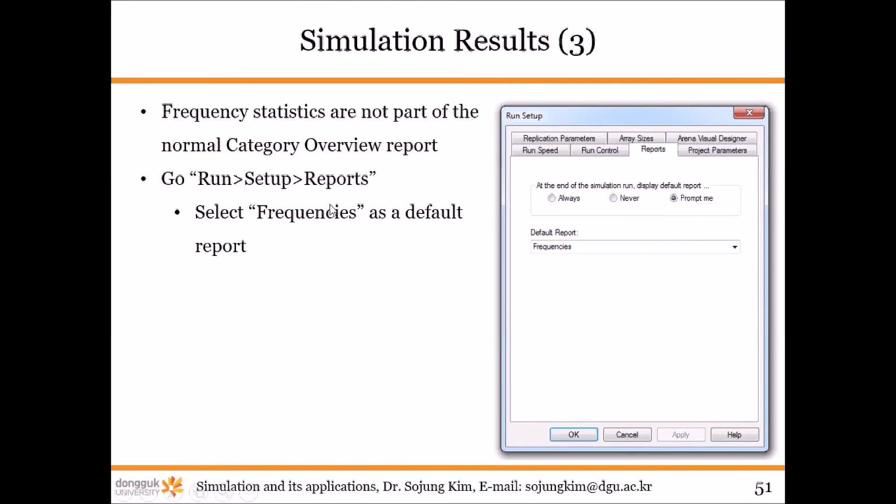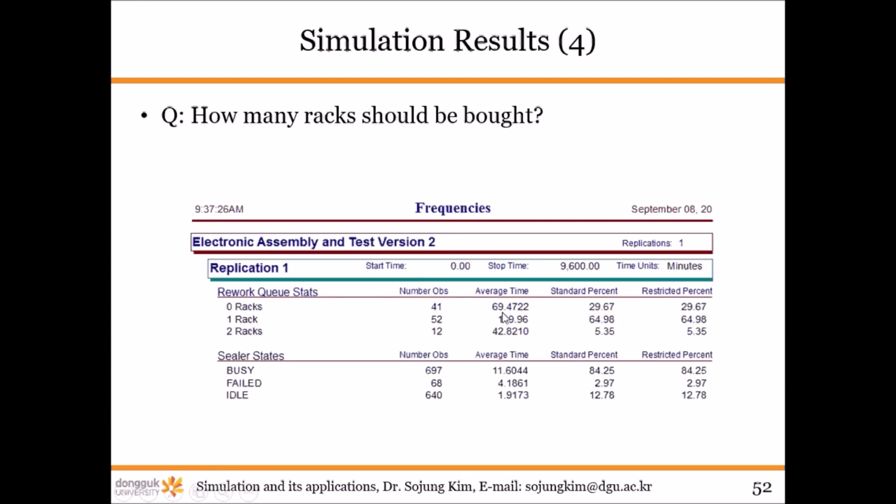All right, so for the simulation result, because you have a user-specified statistic, especially frequency, right? Frequencies. So you need to choose another report called frequencies in the run setup. So if you go to run setup in report, basically you can specify this option, frequencies, so that you can see the frequencies.